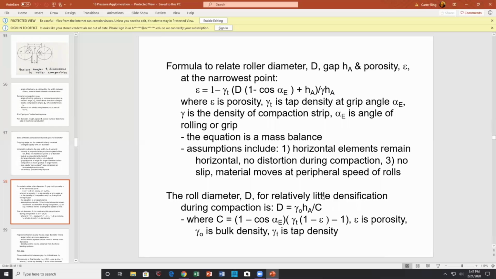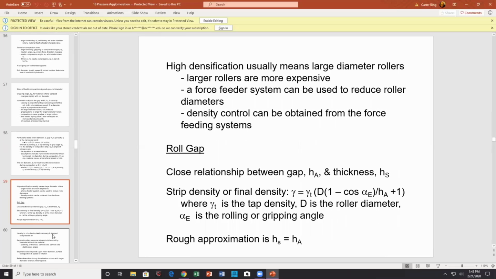Roll diameter is for relatively little densification. So we have compaction being C. C, we got this definition as well. That's probably a mass balance as well. A couple of mass balances floating around. High densification usually means larger diameter rollers. Larger rollers are more expensive. That's a problem. Force feeding systems can be used to reduce roller diameter. That's possible. Density control can be attained from force feeding. It's possible.